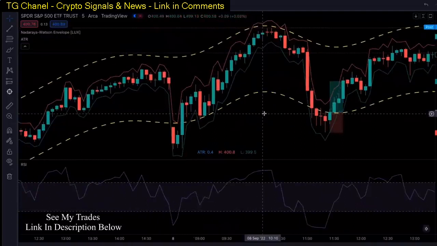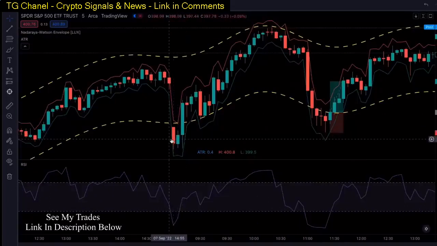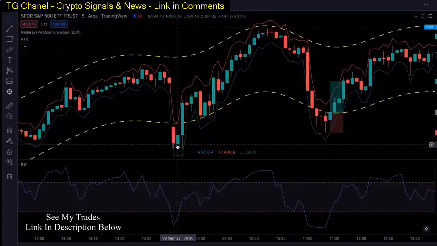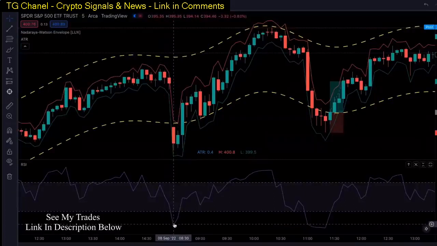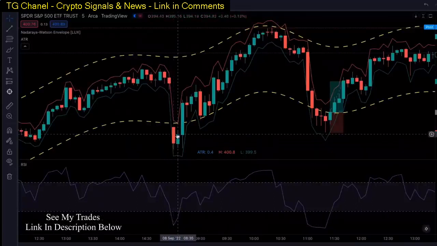So here's another, and I'm going to show you guys a bunch of examples, so make sure you do watch till the end. Here's another example that works out really well for a long trade. Price action goes down. You've got the RSI in oversold territory, below the 30. You get a green candle.